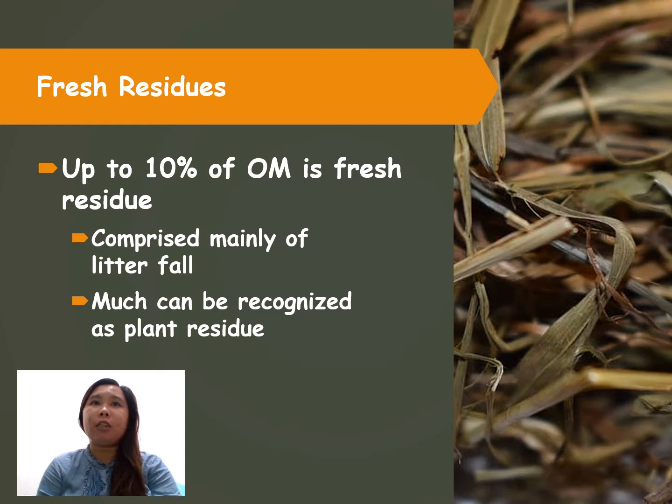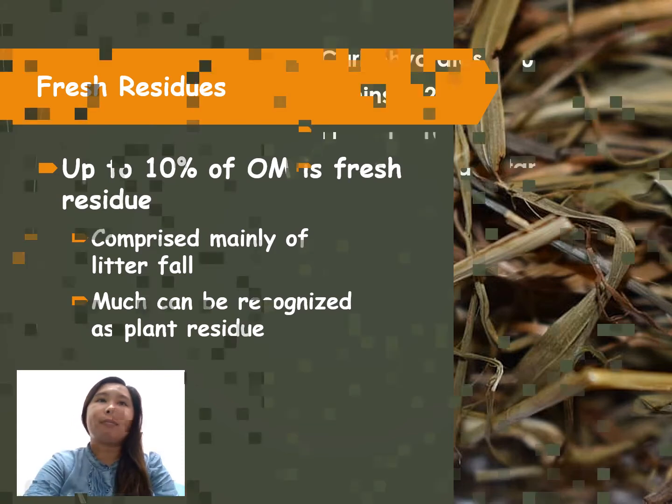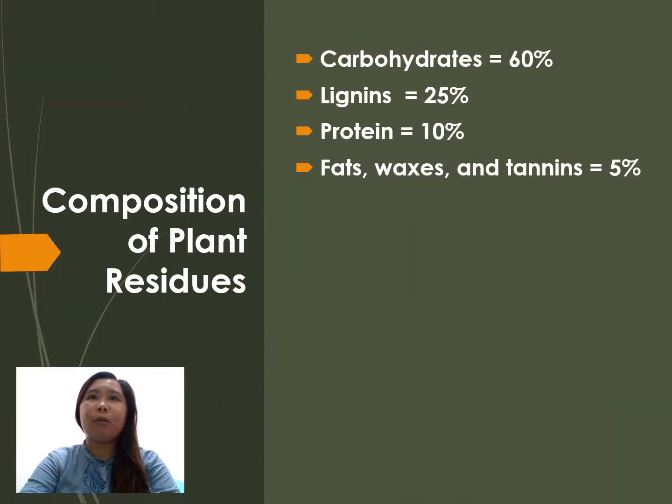When you say fresh residues, it's one of the components of organic matter. Fresh residues are up to 10% of the organic matter. It is comprised mainly of litter fall, and much can be recognized as plant residue. Plant residues are comprised of carbohydrates, lignins, proteins, fats, waxes, and tannins, which are 60, 25, 10, and 5% respectively by volume.